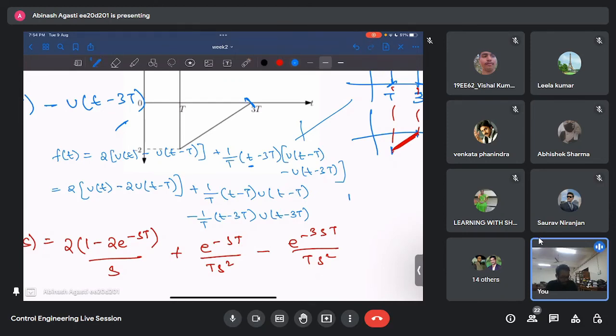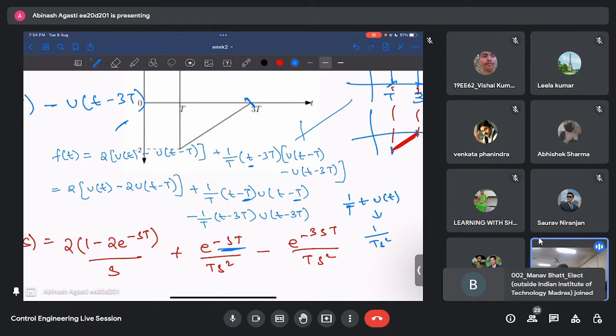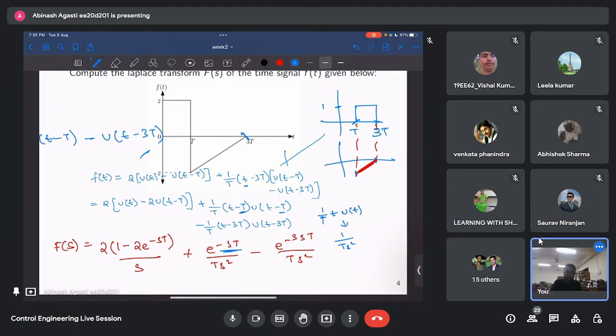So if I instead had 1 by t u of t, then I know it is 1 by s square, right? But if that entire time function is just shifted by minus T, then I can multiply this directly without having much of an issue. So that is why we wrote f of t. We decomposed it into this.